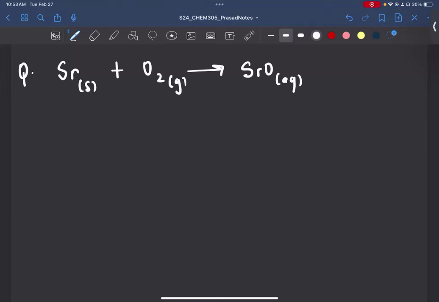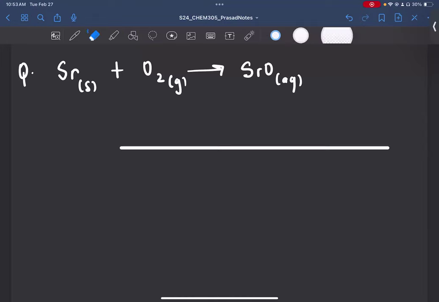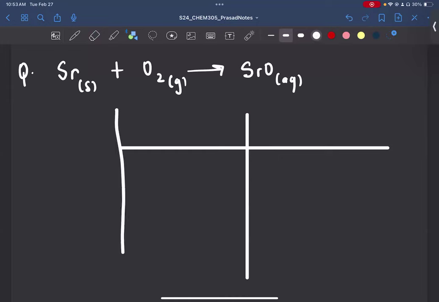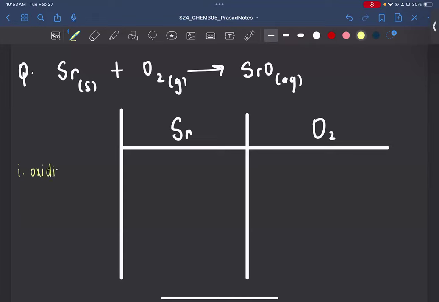All right. The question we ask is ultimately going to come back to the table. We know that the table is really going to refer to the two reactants. Here we have Sr and O2, so we can already sort of bracket them off. The first thing we want to know is which one is oxidized or reduced. That is the first thing we want to know.